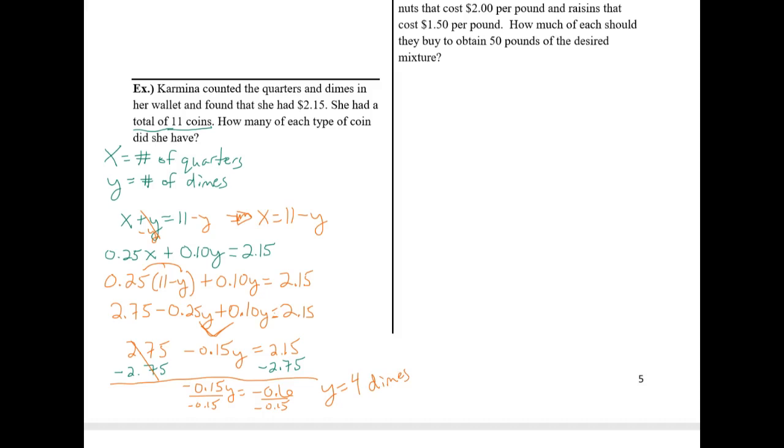And I also want to know the number of quarters. Well, we know x equals 11 minus y, right? I have to have 11 coins in my wallet. So if I take the 11 total, subtract away the 4 that are dimes, I'll end up with the 7 that are quarters. And there you go. And of course, we could check this by multiplying it out and make sure we end up with the $2.15 that we were supposed to have.